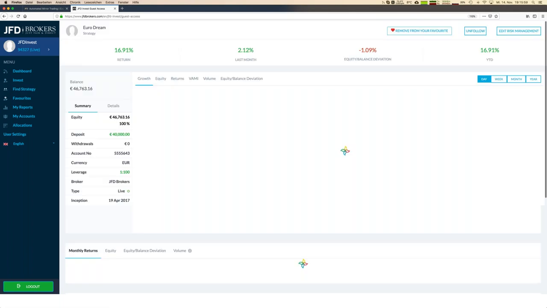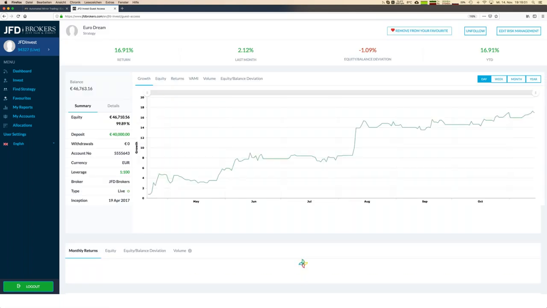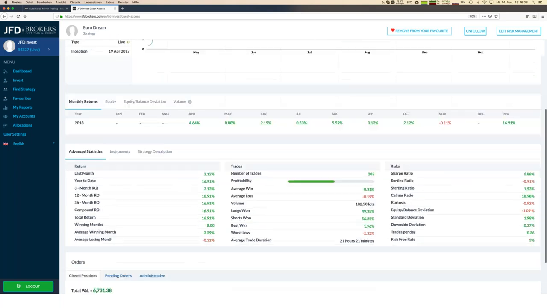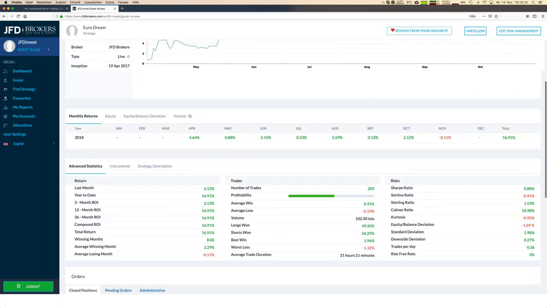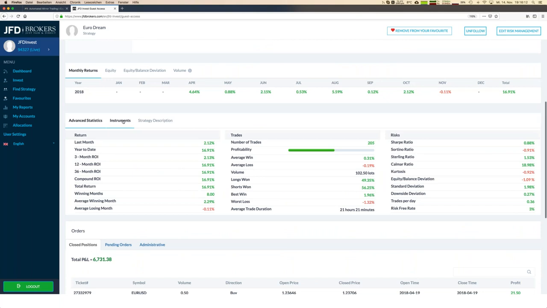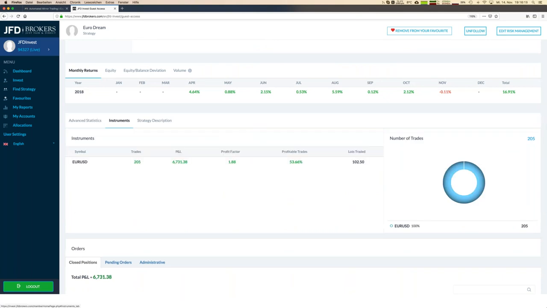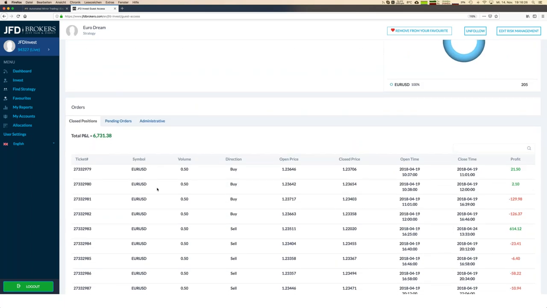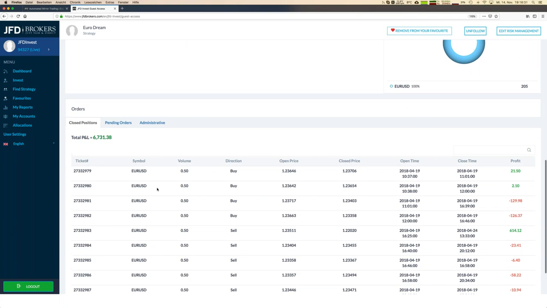Eurodream has the following chart of growth. And if we look at the traded instruments, just a second, where we are. There we are. Traded instruments, it's just one instrument. So it's Euro, US dollar only, and nothing else. And I have looked at some trades here, and it's obvious that it is a trend following strategy.